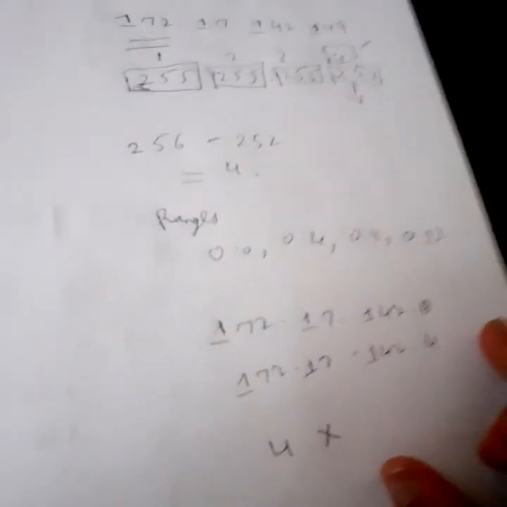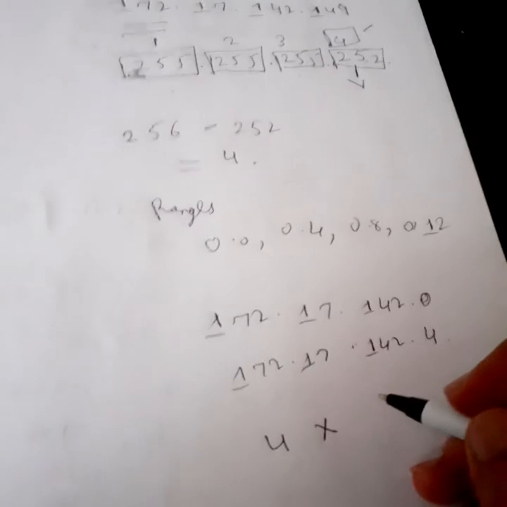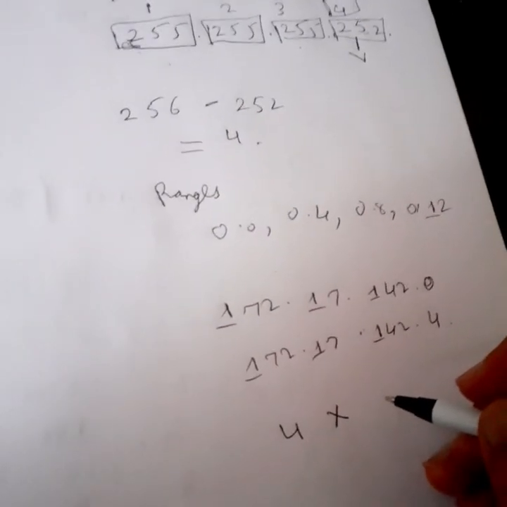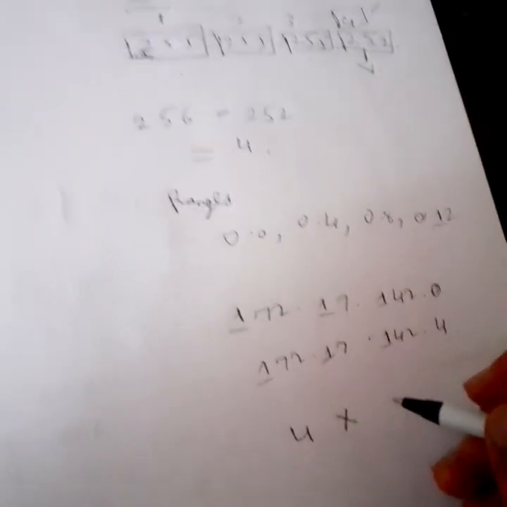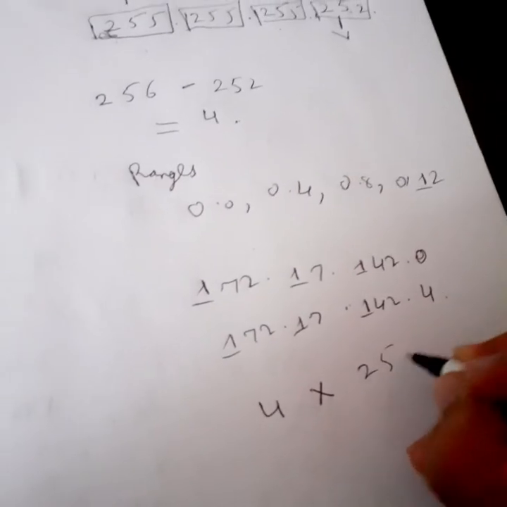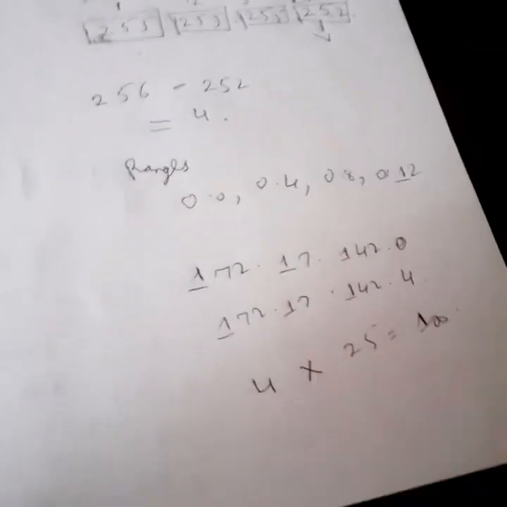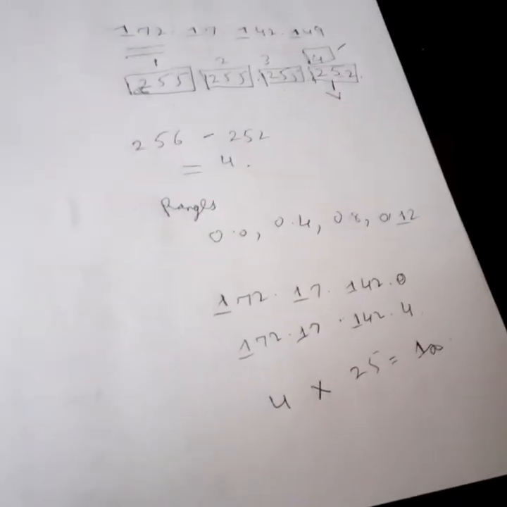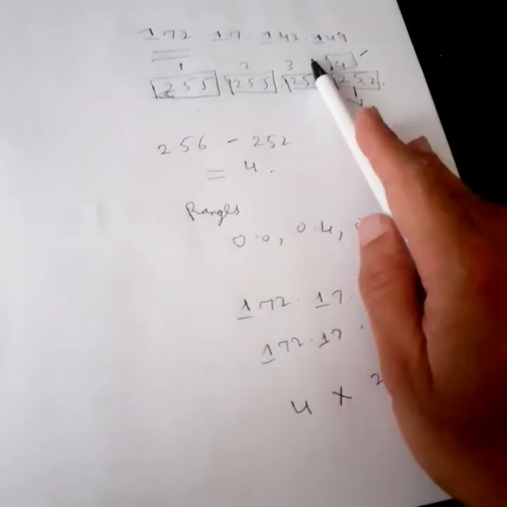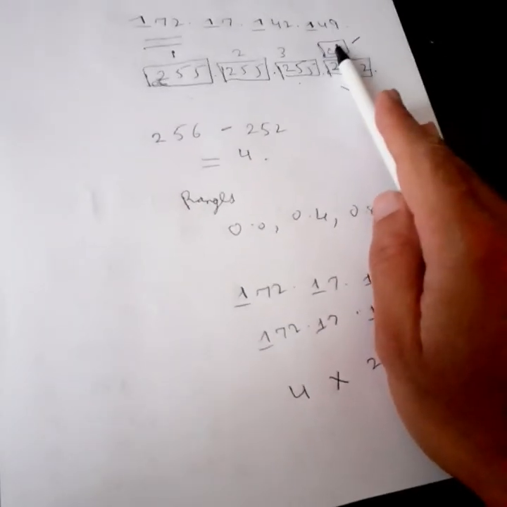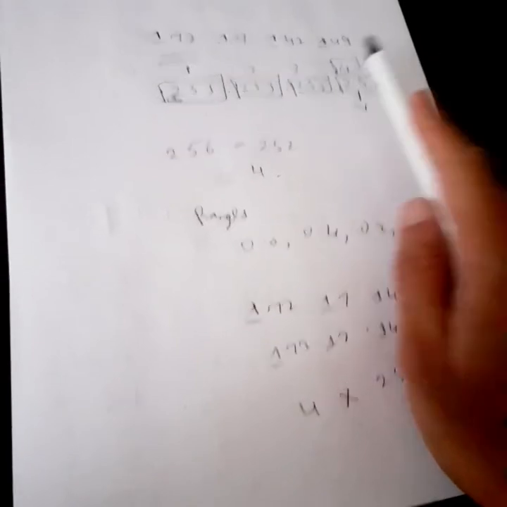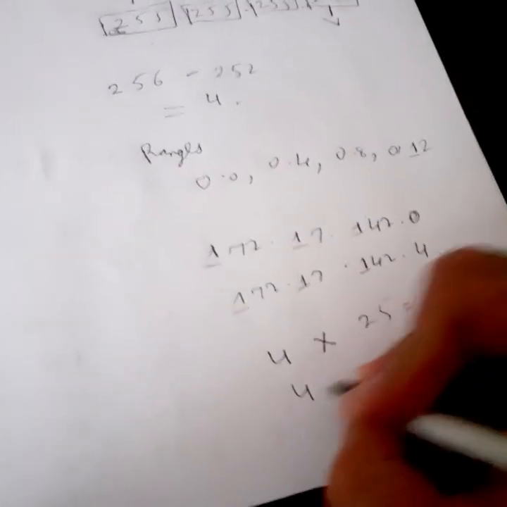So let's see. I'm going to multiply 4 by 25, supposedly. As everyone knows, 4 into 25 is 100. That's far lower than that. So we're going to do 4 into 35 then.